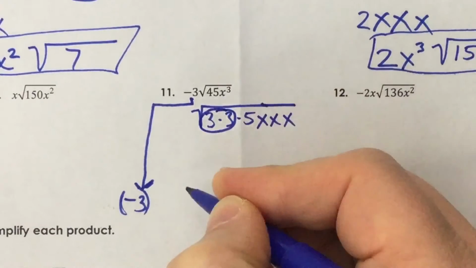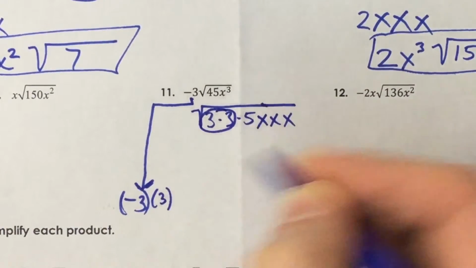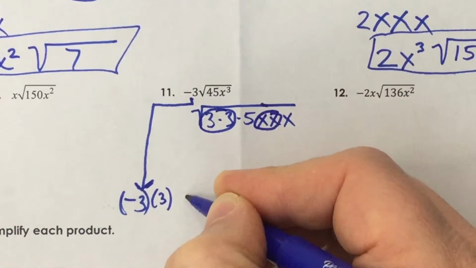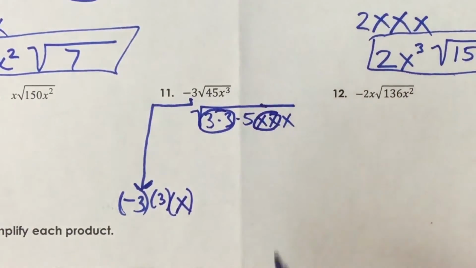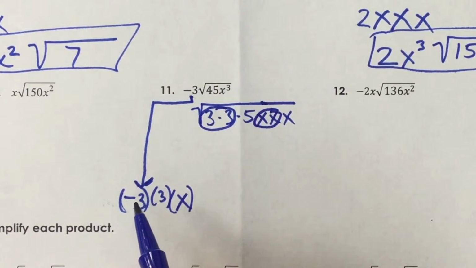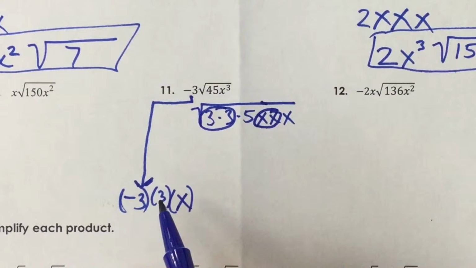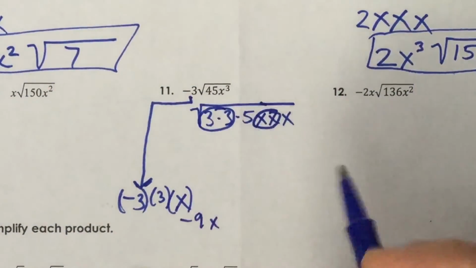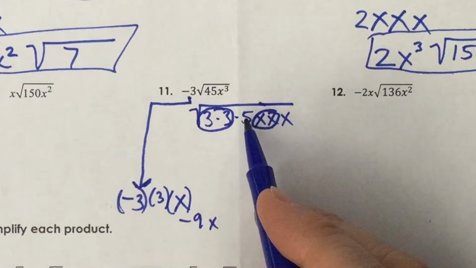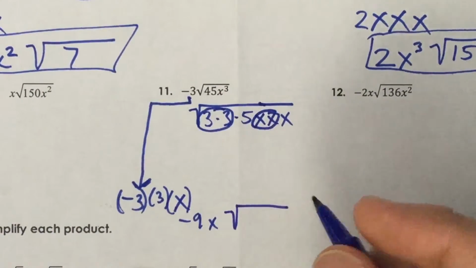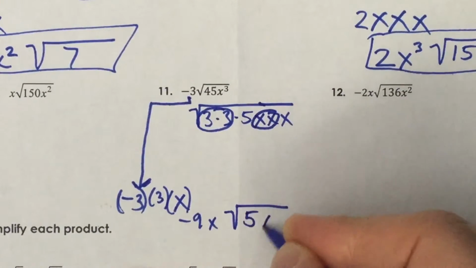These 2 3's cancel, and it gives me a 3 on the outside. 5 can't cancel, but these 2 x's can cancel. Gives me an x on the outside. So now my outside numbers, and I'm including the negative 3 from the beginning, negative 3 times 3 gives me negative 9x. That's my outside answer. Negative 9x. The inside answer, all I have left is 5x. So my final answer is negative 9x times the square root of 5x.